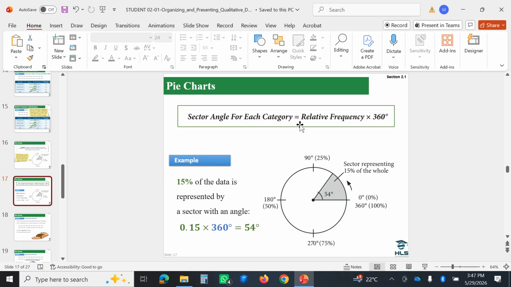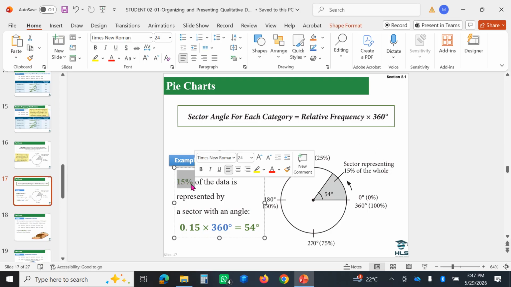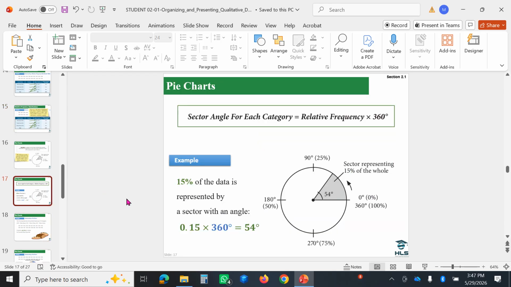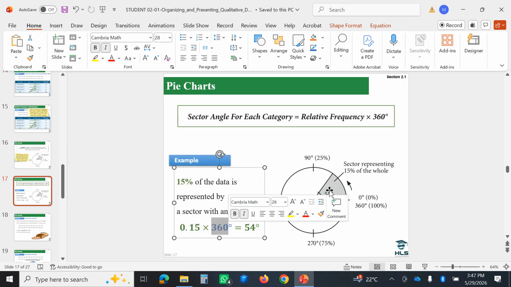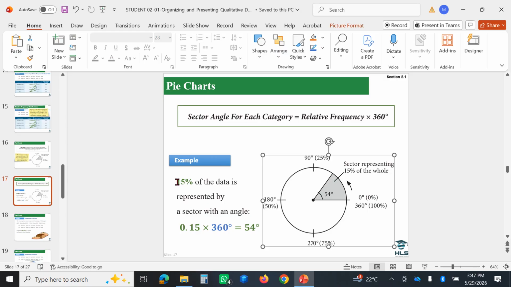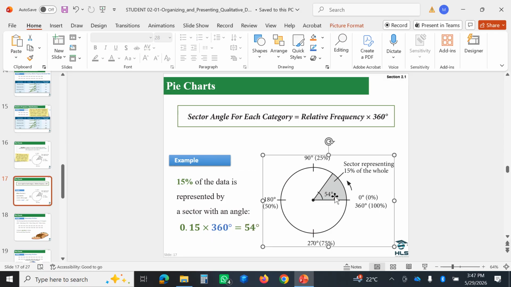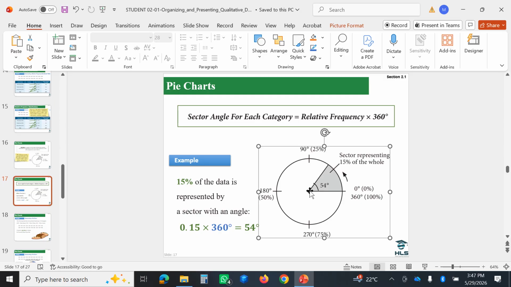Sector angle for each category is equal to relative frequency times 360 degrees. You get a percentage from your relative frequency distribution, and then you multiply that percentage times 360 degrees, because 360 degrees corresponds to 100%. In this case, 15% of the data corresponds to 54 degrees. So easy peasy, get a protractor and measure out 54 degrees. Remember that all of these should begin at the center of the circle.